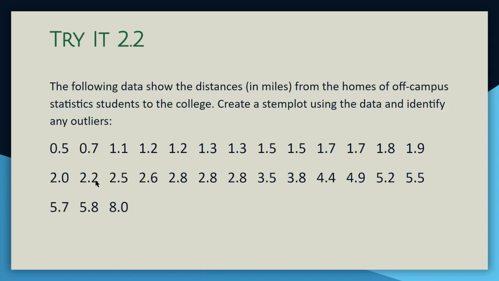Okay, so this is a try it. I'm going to read through it, and then after I've done that, I'd encourage you to pause the video and try and do this on your own really quick before I go through the solution. So try it 2.2, the following data show the distances in miles from the homes of off-campus statistics students to the college. Create a stem plot using the data and identify any outliers. So they want you to create a stem and leaf plot, and then just like we saw in that last stem plot, see if you see any outliers that are hanging out at the beginning or end of your graph all by themselves.